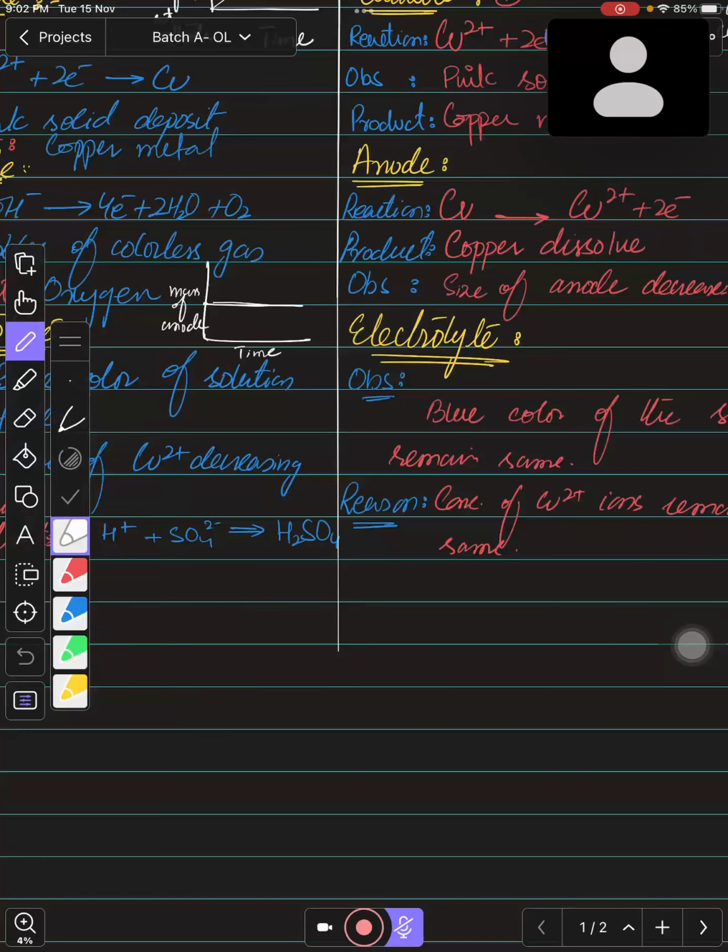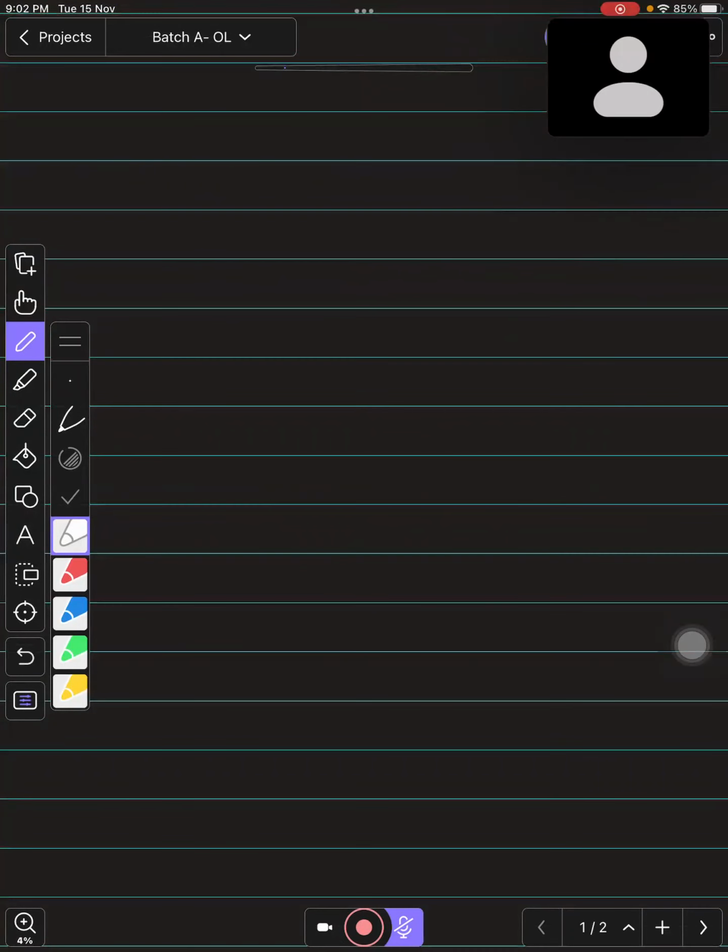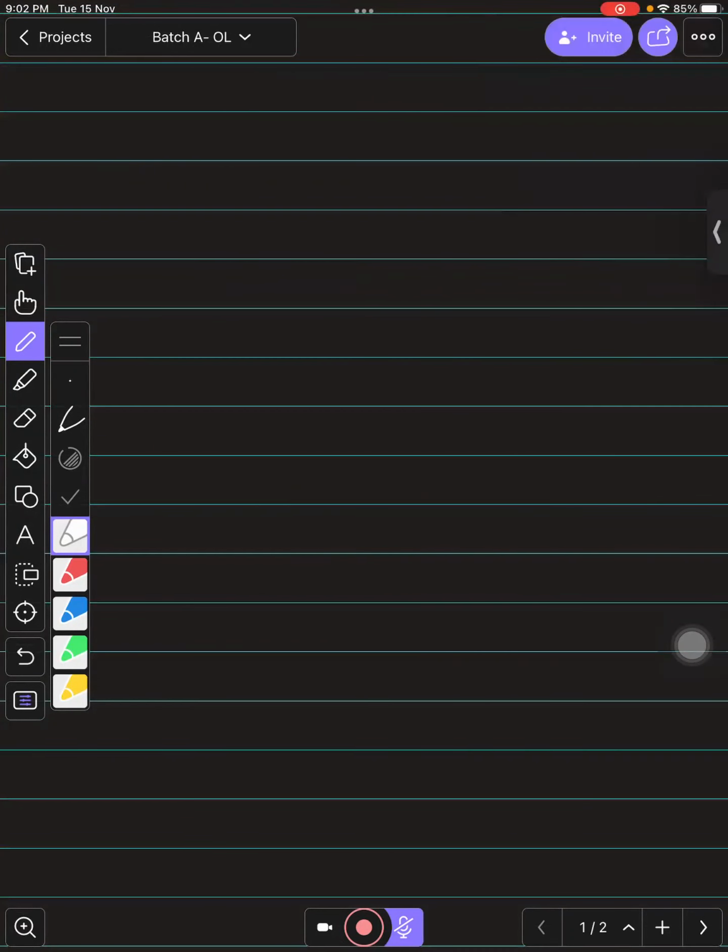Okay, so this was what we were talking about in the last class, the comparison between the electrolysis of aqueous copper sulfate using copper electrodes and using carbon electrodes. And actually the electrolysis of copper 2 sulfate using copper electrodes is the purification of copper as well. So it is one of the commercial uses of electrolysis. One more commercial use of electrolysis is electroplating, right? Electroplating is another commercial use of electrolysis that you need to know.